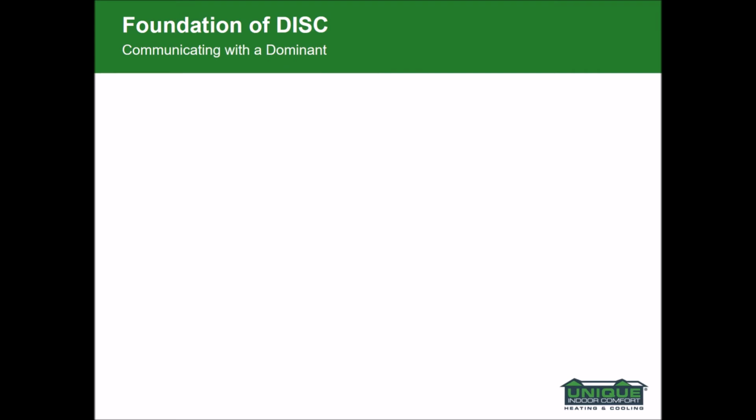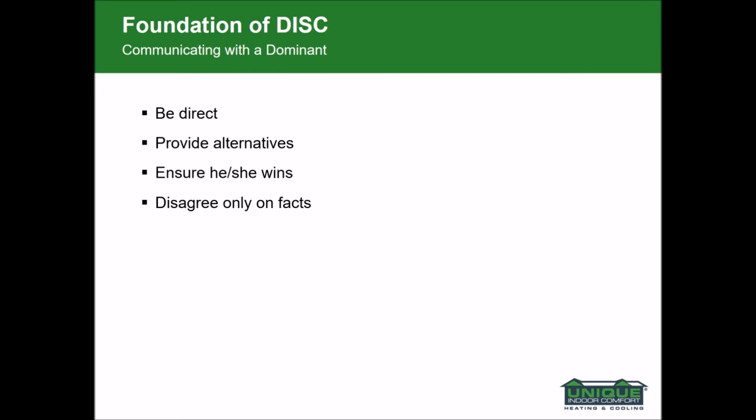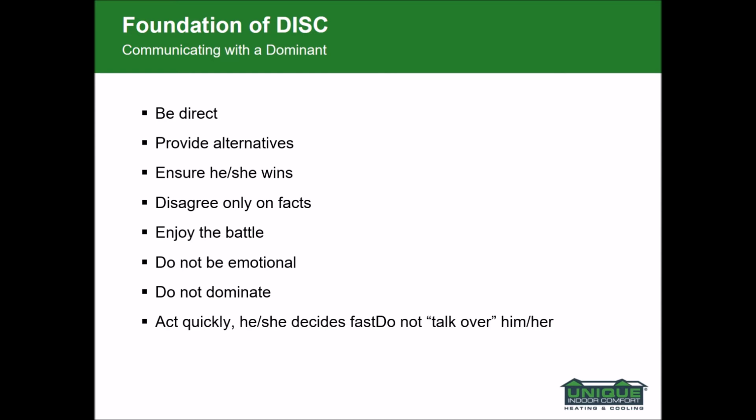So to communicate with a dominant, a high D, be direct. Provide alternatives from which to choose from. Ensure they win. Disagree only on facts. Enjoy the battle. High Ds like to fight. Do not be emotional. There is no place for that here. Do not dominate. Consider this like an arm wrestling match. Don't let them pin you. Push back so that both arms are at a vertical, and don't exceed the vertical. Act quickly because they decide quite quickly. And finally, don't talk over him or her.